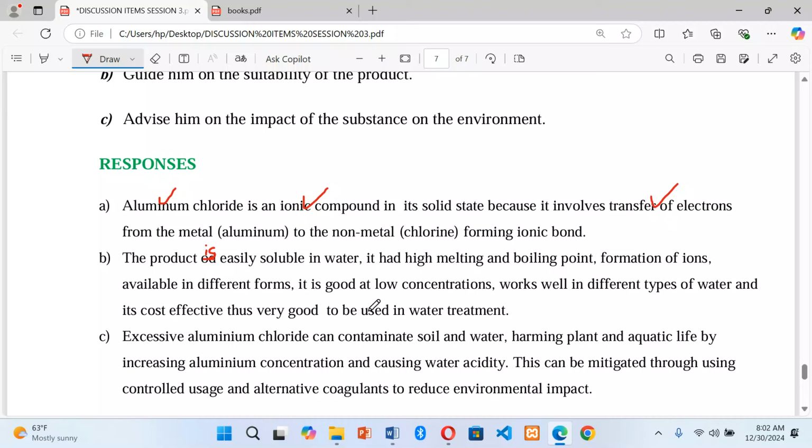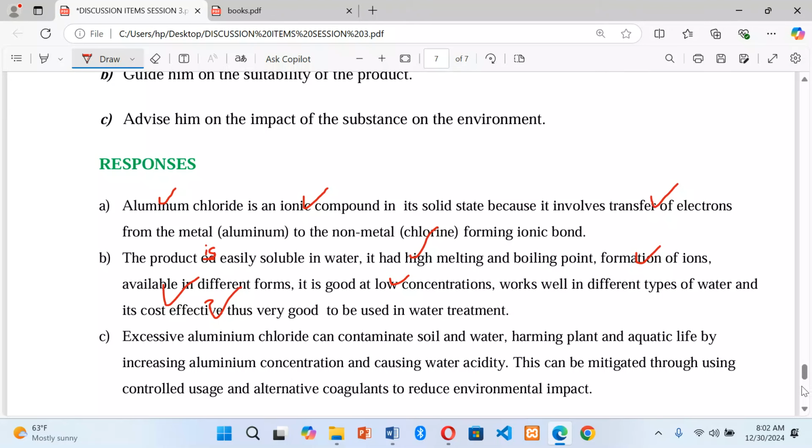It is good at low concentration, which means you can use even very little, and you can save in that case. So all these are points we are putting down. We have formation of ions, available in different forms, works well in different types of water, and it is cost effective. That's very good to be used in water treatment. Those are more than 4 points, and we just need at least 4 points for you to maximize the scores.